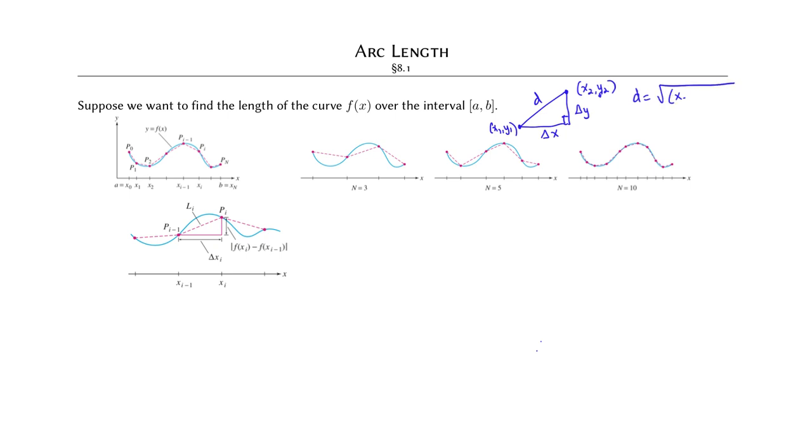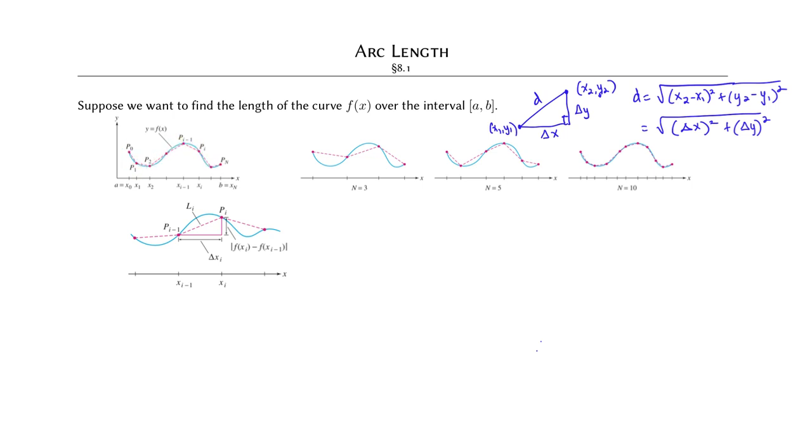By the Pythagorean theorem, the distance d is the square root of the change in x squared plus the change in y squared. If we call x2 minus x1 delta x and y2 minus y1 delta y, then the distance is the square root of delta x squared plus delta y squared.